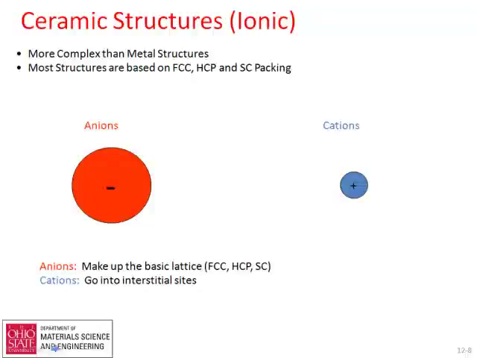So ceramic structures are quite a bit more complex than metal structures. Basically, what you end up doing is make a structure based on FCC, HCP packing of the anions. They make up the base structure. Cations go into the interstitial sites. Then you can worry about some rules based on the sizes and how the charges balance, because sometimes you could have anions that are minus or two minus or three minus. Again, cations could be single plus or double plus or triple plus and so forth, and that all gets into the complexity. And we aren't going to go into that in any depth, but that does tell you why.